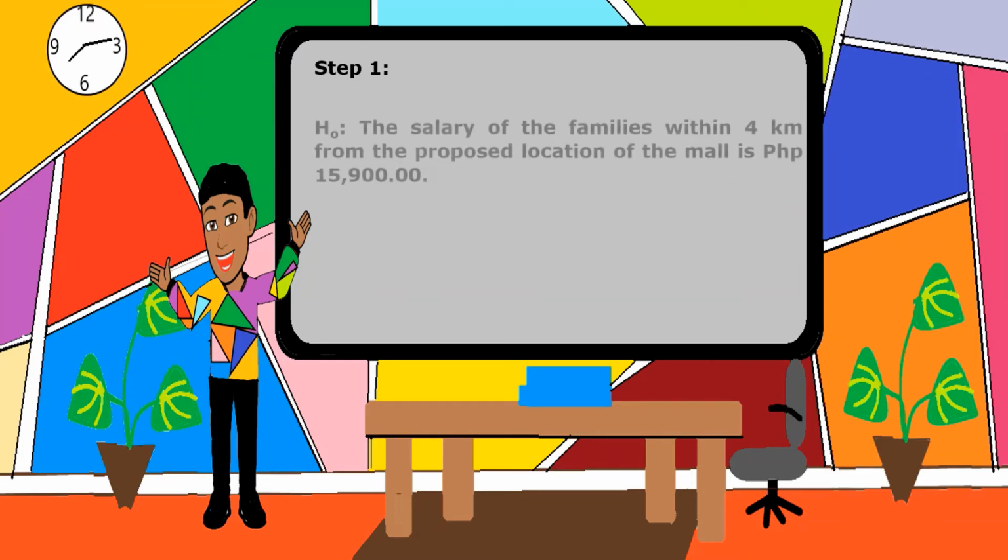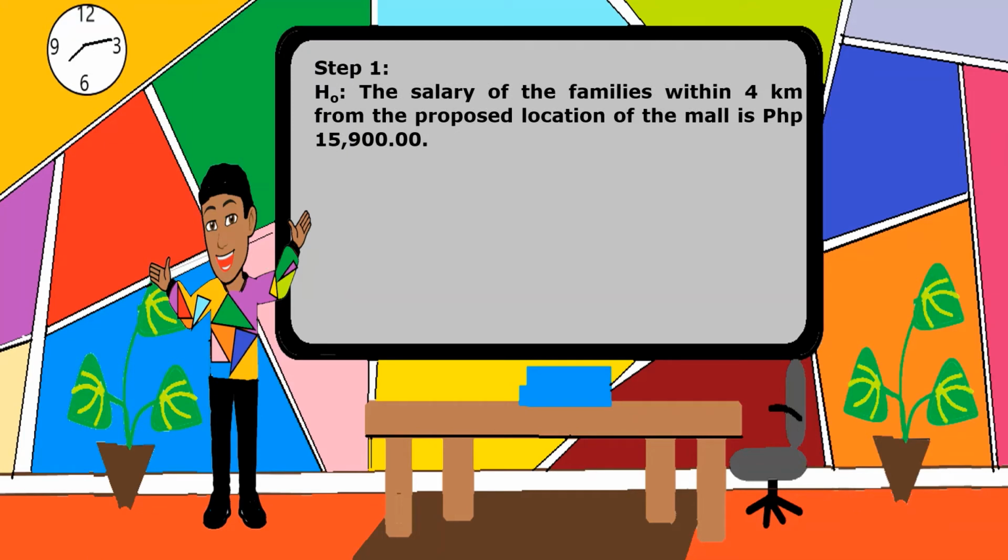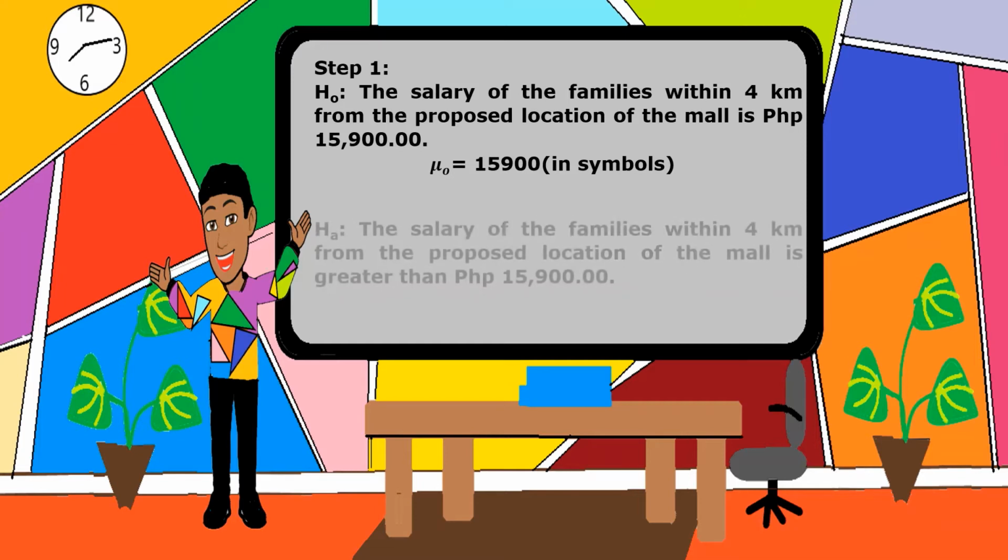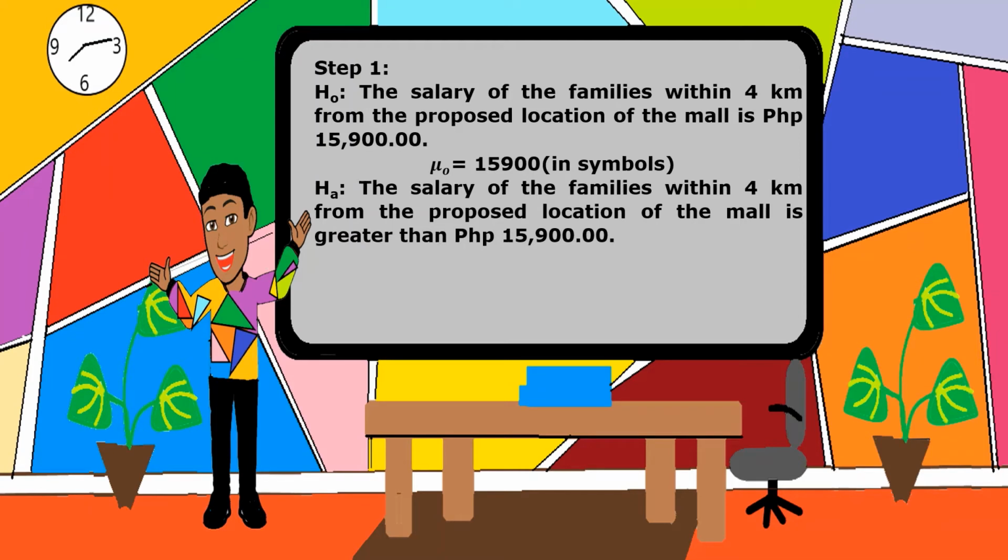Step 1. The null hypothesis is the salary of the families within 4 kilometers of the proposed location of the mall is 15,900 pesos. In symbols, our population mean should be equal to 15,900. Alternative hypothesis, the salary of the families living 4 kilometers from the proposed location of the mall is greater than 15,900 pesos. In symbol, our population mean is greater than 15,900 and it is directional because of the symbol greater.